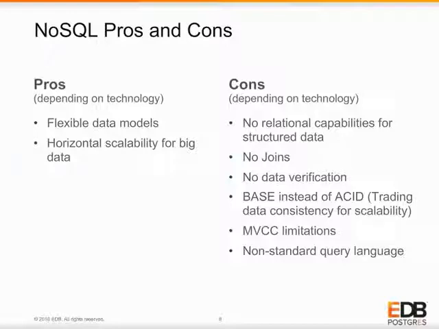Looking at the cons, relational databases were invented about 40 years ago, so they have a good history, a good track record, and they have some benefits that we don't have with NoSQL. So we're lacking all the relational capabilities for structured data.